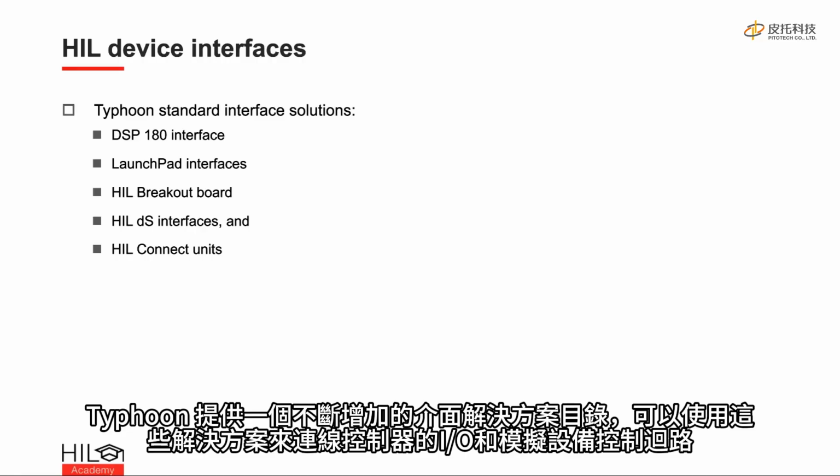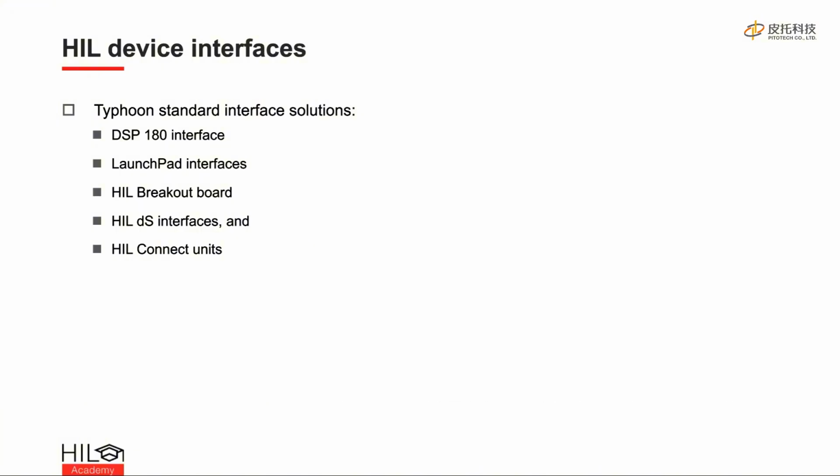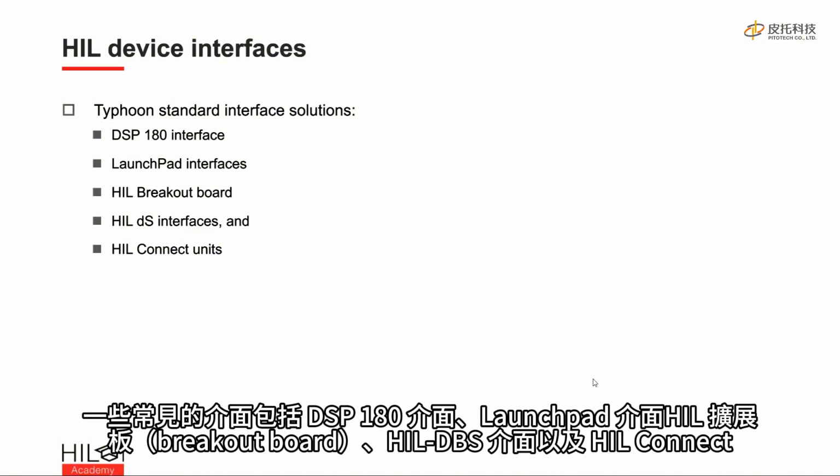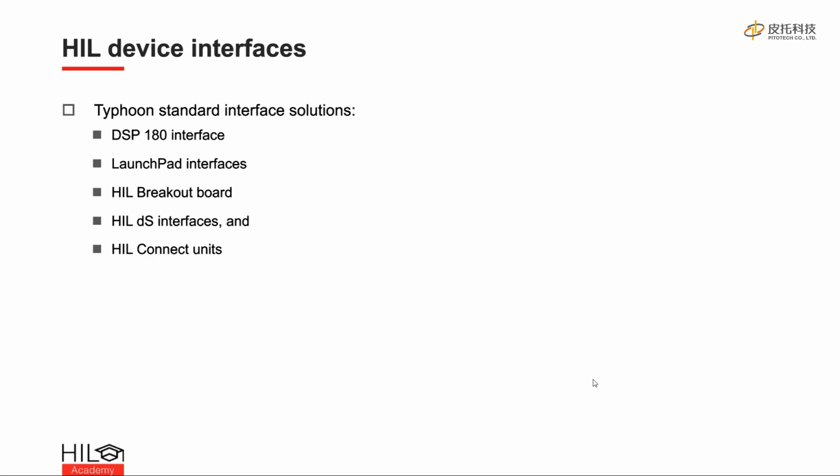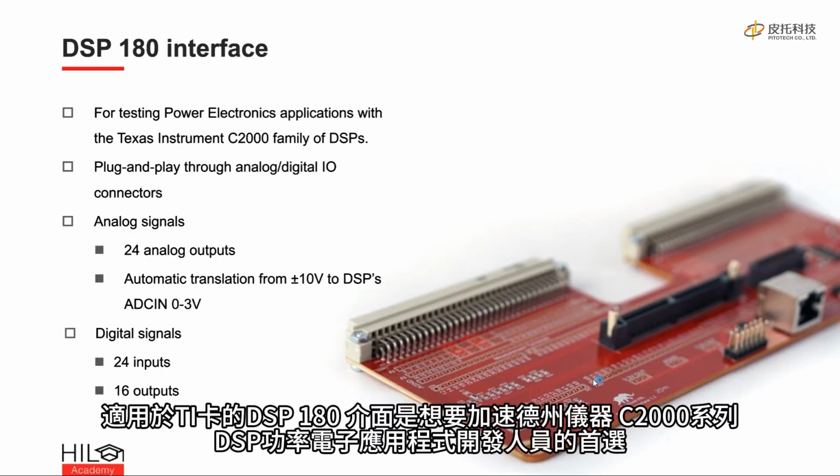Typhoon offers a growing catalog of interface solutions that you can use to connect your controller's I/O stage and close the control loops with the simulated plant. Some of the more popular interfaces include the DSP-180 interface, Launchpad interfaces, the HIL Breakout Board, HIL DS interfaces, and HIL Connect. The DSP-180 interface for TI cards is the way to go for those who want to accelerate development of power electronics applications for Texas Instruments C2000 family of DSPs.